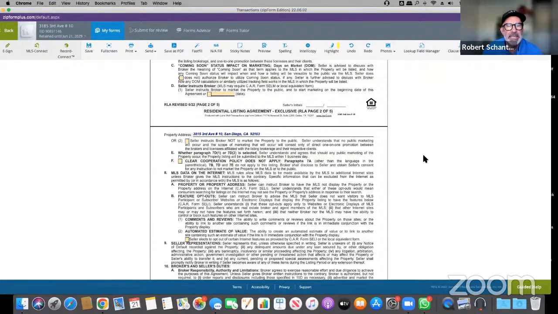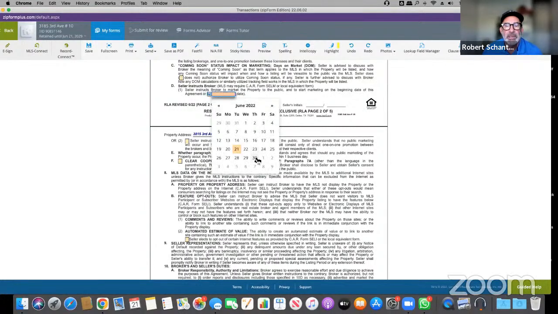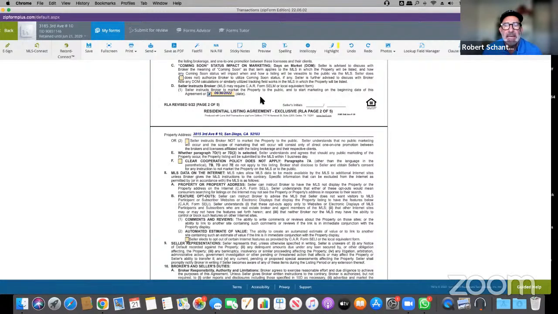And then item D, seller instructs broker to not market the property until, and then you put the date here. So if you're not going to market it till the 30th, you'd put it right there, and that's the date that you put it in the MLS. And then 7D2, seller instructs broker to not market the property to the public. Seller understands. So if they're not going to, then you would check that box.